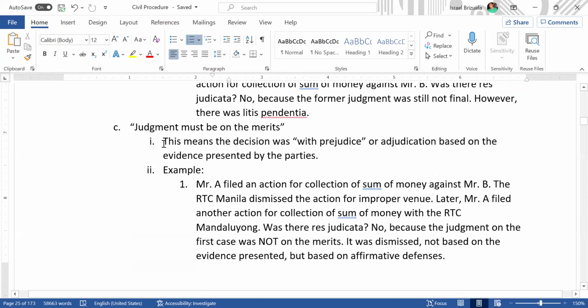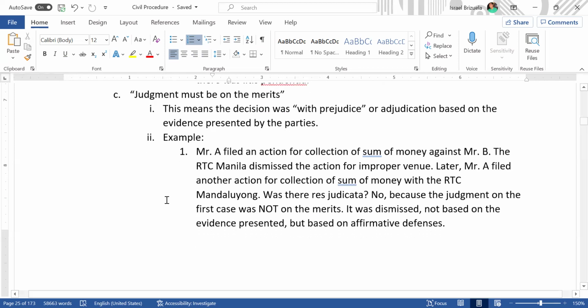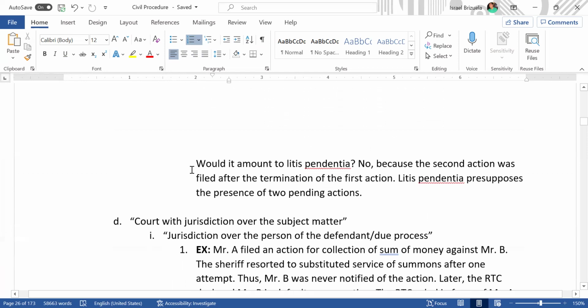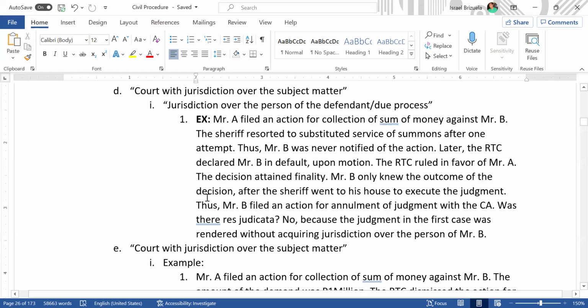Judgment must be on the merits. This means the decision was with prejudice or adjudication based on the evidence of the parties. Example, Mr. A filed an action for collection of sum of money against Mr. B. The RTC Manila dismissed the action for improper venue. Later, Mr. A filed another action with the RTC Mandaluyong. Was there res judicata? No, because the first case was dismissed not based on the evidence presented, but based on the affirmative defenses. Would it amount to litis pendentia? No, because the second action was filed after the termination of the first action. Litis pendentia presupposes two pending actions. I repeated this one, okay.